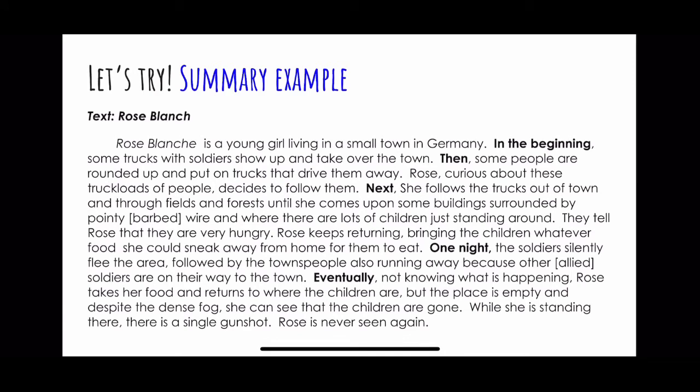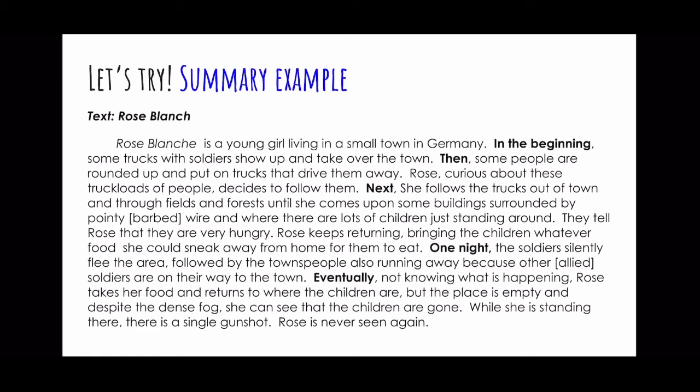So let's try. I'm going to show you a summary example that includes all of these different points that we've just discussed. And I'm going to use our Read Aloud Rose Blanche just to give you an idea. So Rose Blanche is a young girl living in a small town in Germany. So right away, you see I identified the character, and I also identified the setting.